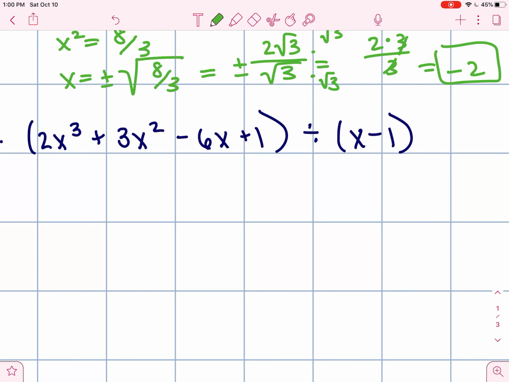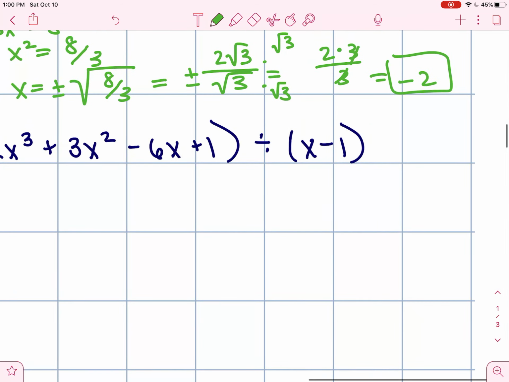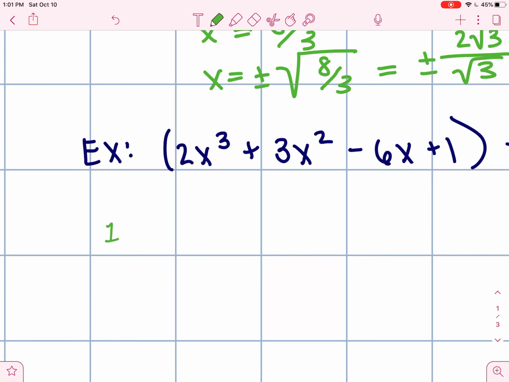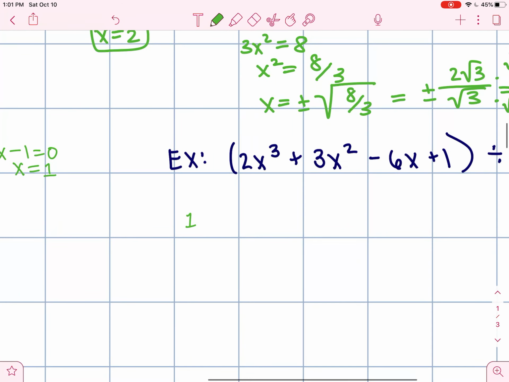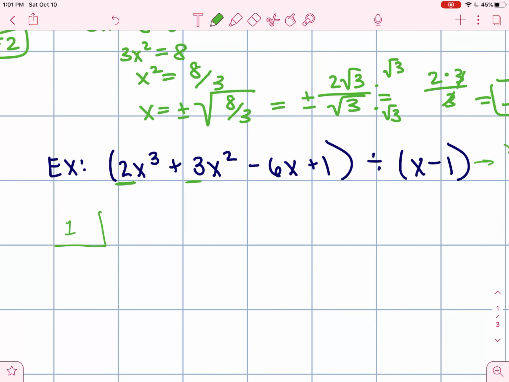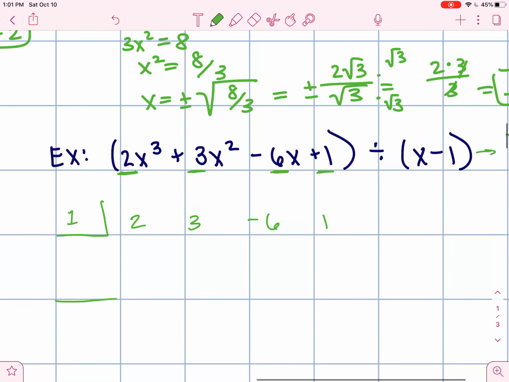2x cubed plus 3x squared minus 6x plus 1 divided by x minus 1. In this case, x minus 1 is equal to 0, x is equal to 1, so we know that we're dividing by the factor of 1 again. So 1, we're going to put this in our box and we're going to list out the coefficients of all of our terms. So 2, 3, -6, and 1. Put down our bar and get to solving.